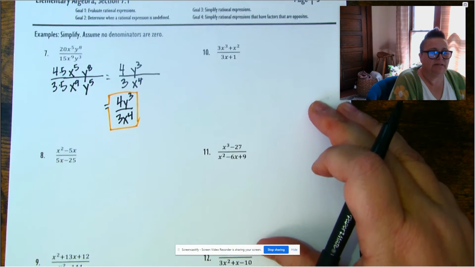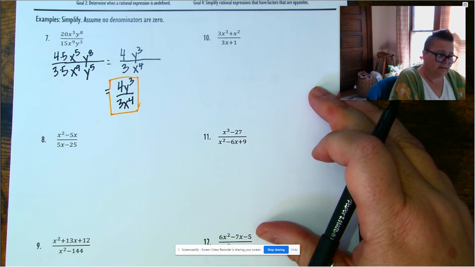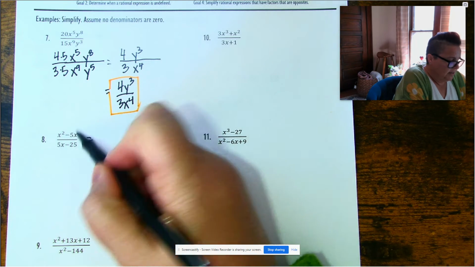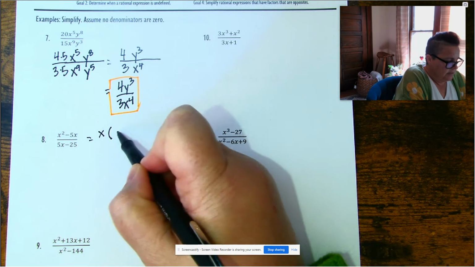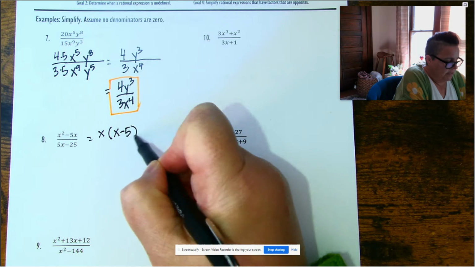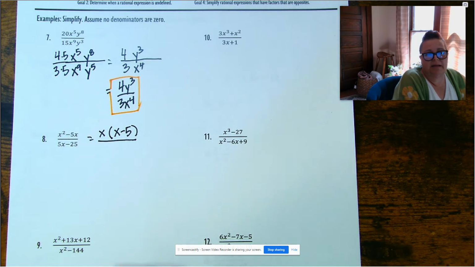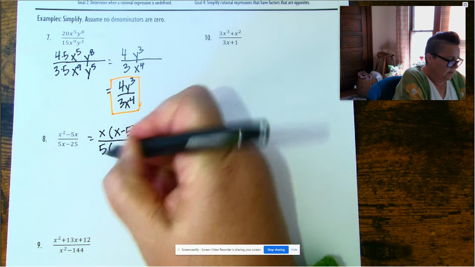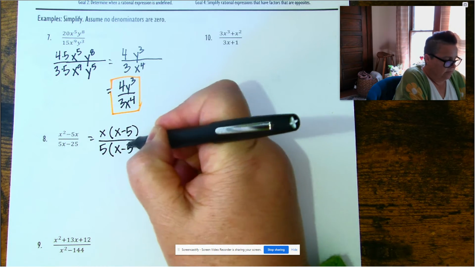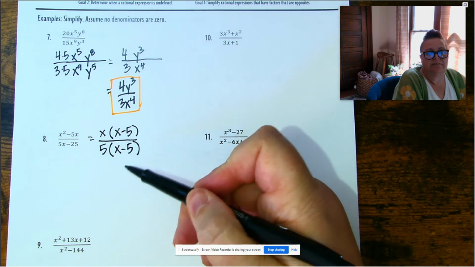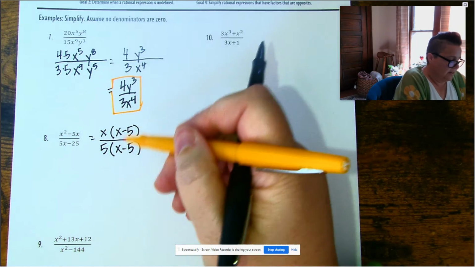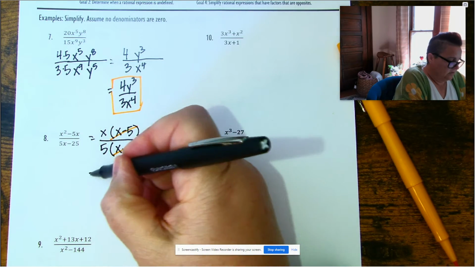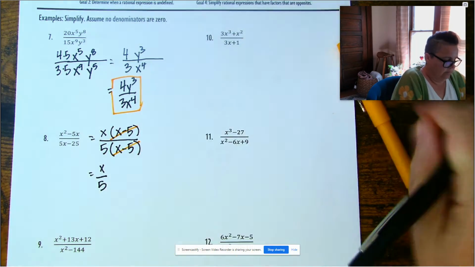All right, problem number 8. I have x squared minus 5x over 5x minus 25. Looking at the numerator, I recognize I can pull an x out of both of those, and I have an x minus 5 remaining. Looking at the denominator, I have a 5x minus 25. I can pull a 5 out, and I'm left with an x minus 5. Notice I have an x minus 5 in both the numerator and denominator. That factor will cancel out, leaving us just x over 5.